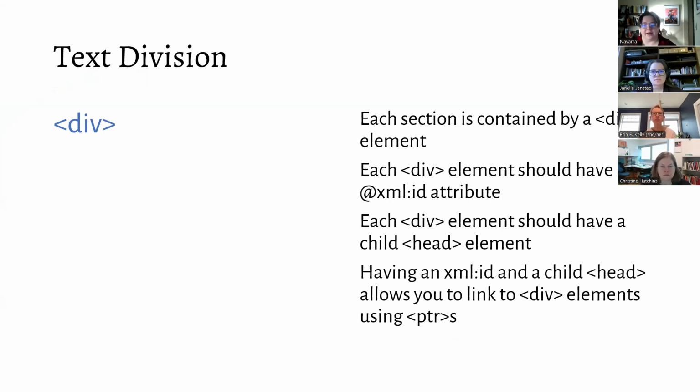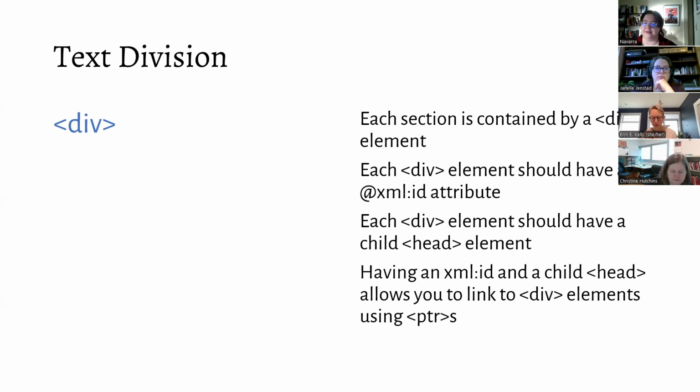Each div element should have an XML ID attribute. It should also have a child head element. When you have a div and that div has both an XML ID and a head element, we can link to that div using pointers, which is really useful. So if you weren't here during our linking webinar, we've got two main linking elements. One is the ref, and you control what text shows up in the rendered website when you use a ref link. But when you use a pointer, it automatically generates from the head of your division.